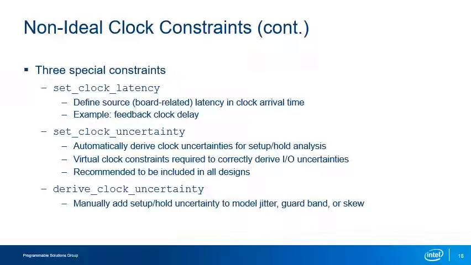It is recommended that the derive_clock_uncertainty constraint be used in all designs to provide the most accurate timing analysis. Finally, the set_clock_uncertainty command lets you manually add uncertainties to model jitter, guard band, or skew. This can be used on its own or alongside derive_clock_uncertainty to completely customize uncertainties throughout your design. For more details on the usage of these other types of clock constraints, see the Timing Analyzer chapter in the Intel Quartus Prime handbook and the built-in help.